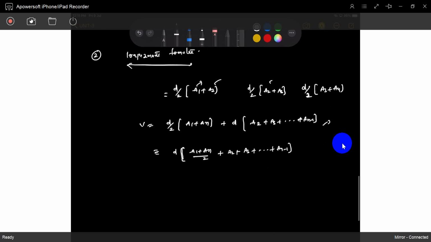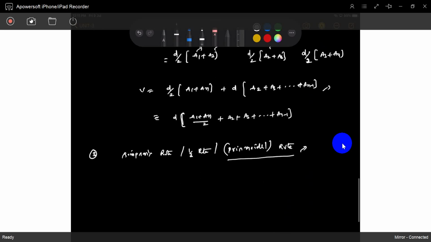Next, the Simpson rule, or one-third Simpson rule. The same thing is called the prismoidal rule when used for volumes. What did we get? Just recollect: d by 3 of A1 plus 4 A2 plus A3.